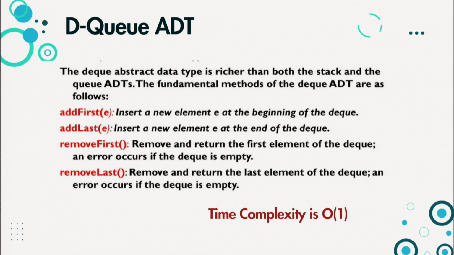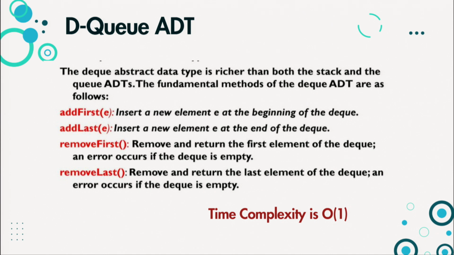First is add first of E. So, it is an operation. Here it is meant to add a new element E at the beginning of the DQ, and we have an operation called add last of E, which is meant to add a new element to the end of the DQ. Likewise, we can remove elements from the first and the last position by means of these two methods, namely remove first of and remove last of.